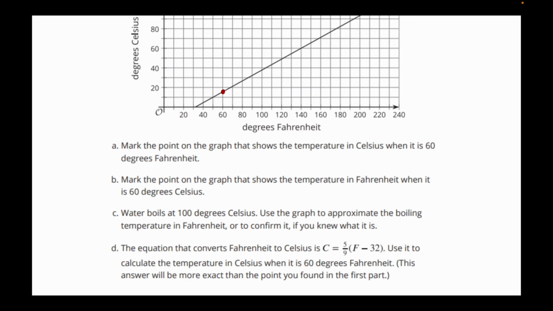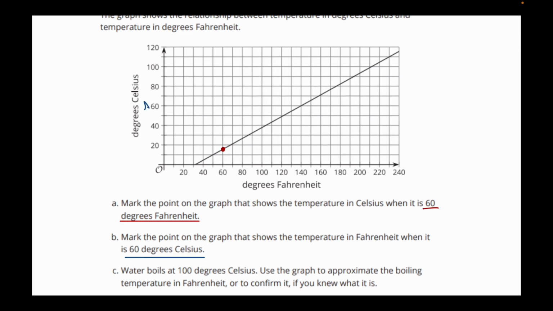Now we want to mark the point on the graph. So sorry, this was 60 degrees Fahrenheit. Maybe I'll use a different color for the next one. Mark the point on the graph that shows the temperature in Fahrenheit when it's 60 degrees Celsius. So Celsius is on the vertical axis, which means along our vertical axis, I see 60 right here. We are going to take that and follow it over and land right here and put a point there. So let me make my point pretty big here, and then I'm going to erase this chunk. Don't need that line. So now I have my 2 points.